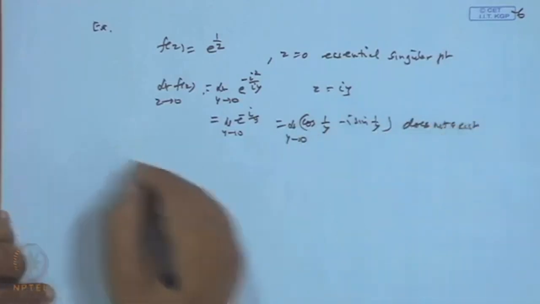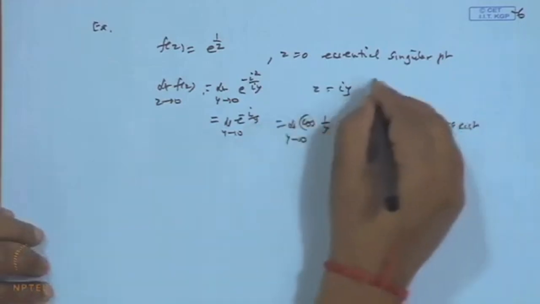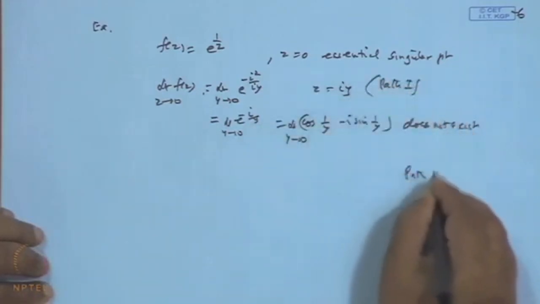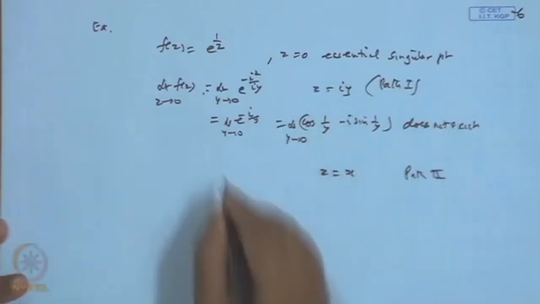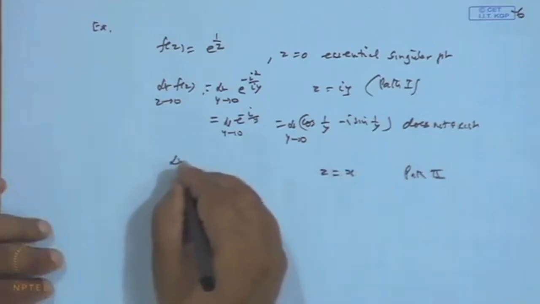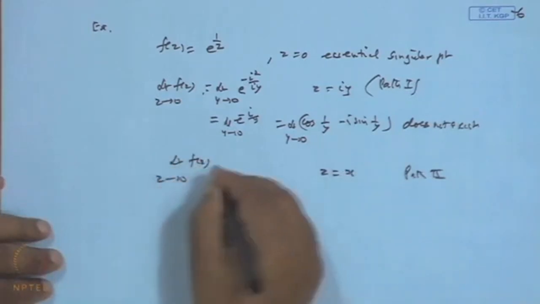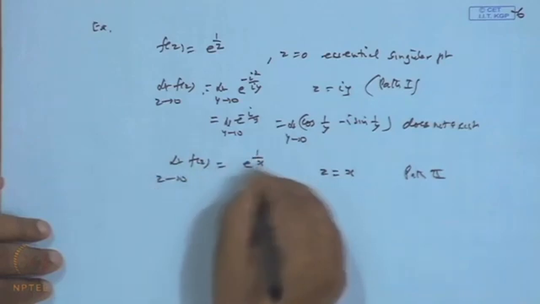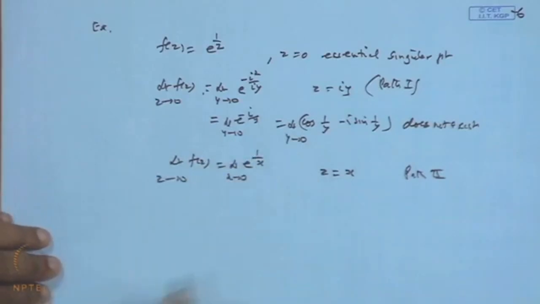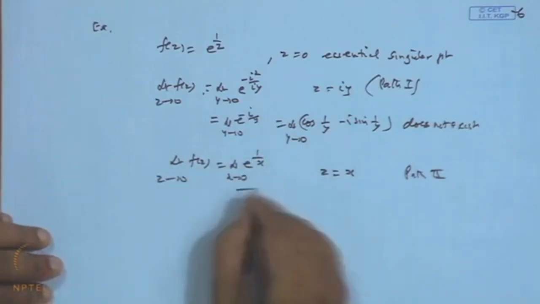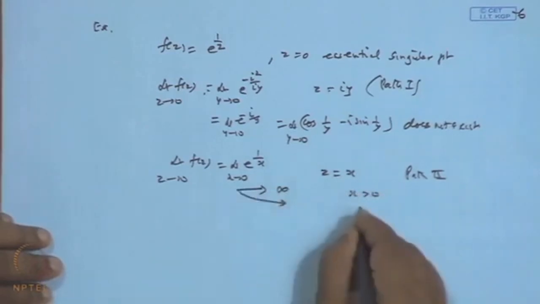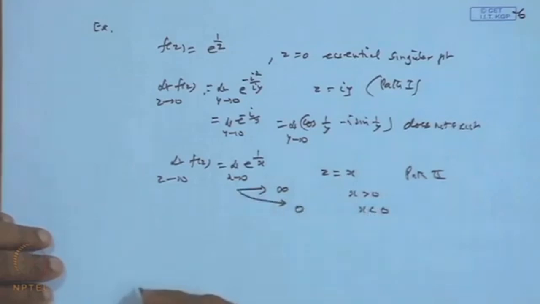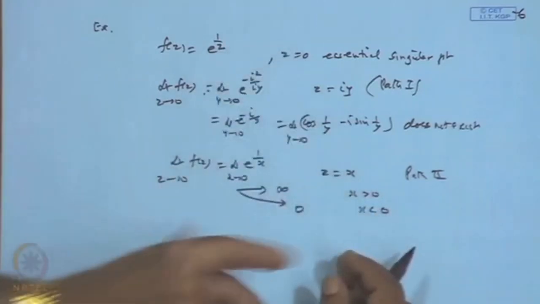This is path 1. If we take path 2, z equal to say x, then what is the limit of this function f(z) when z tends to 0? It is e to the power 1 by x as x tends to 0. Now, if x is positive, this limit will go to infinity. If x is negative, it will go to 0. So, along different paths, it has different values.